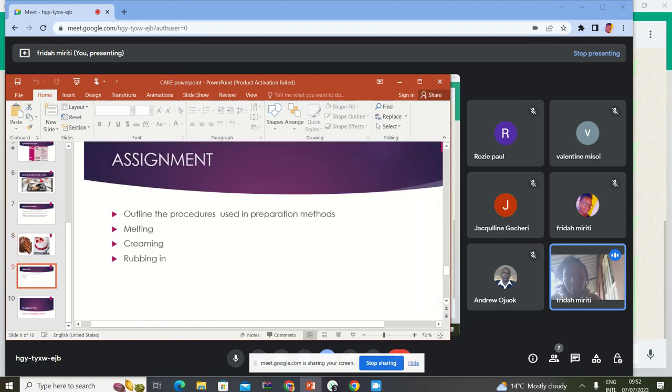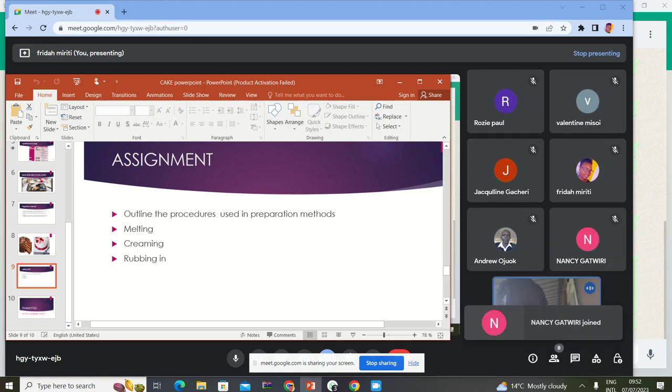We have an assignment. You should be able to write the procedures used in the preparation methods. Write a procedure of melting, creaming, and rubbing in. In every method here, write a procedure of how the cake is prepared. Anyone who has a question?